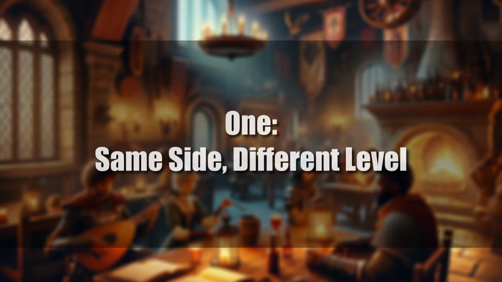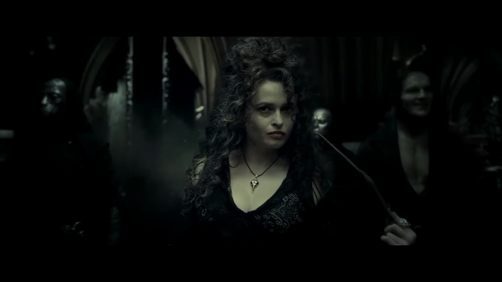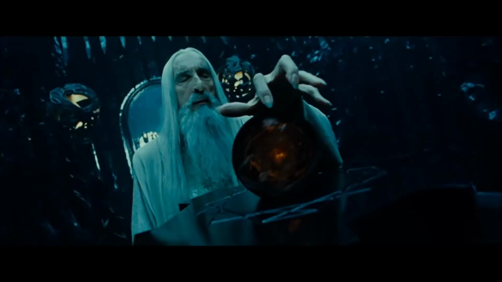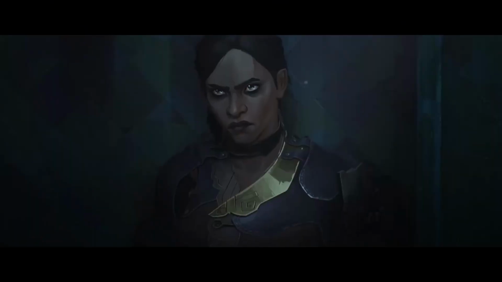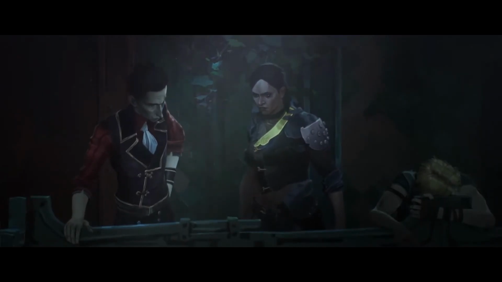So how do we add real connections? 1. Same side, different level. This is probably the most common one. This is your Dark Lord and Evil Minion scenario, like we talked about before. This is your Lord Voldemort and Bellatrix. This is Emperor Palpatine and Darth Vader. This is Sauron and Saruman. This is Silco and Savika. Both are usually working for the same goal, but may have different motivations or skill sets.